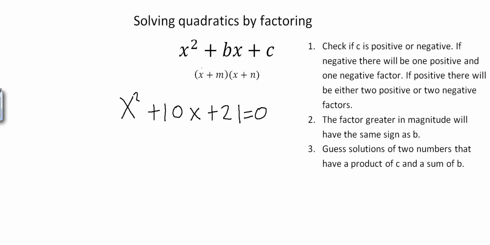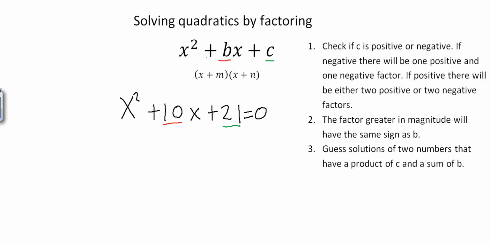Hey YouTube, in this video we're going to be looking at solving quadratics by factoring. We're going to be looking at quadratics of the form x squared plus bx plus c, where b is the coefficient, the number on the variable, and you can see in this example 10 is the coefficient. And c is the constant term, which is just a number.